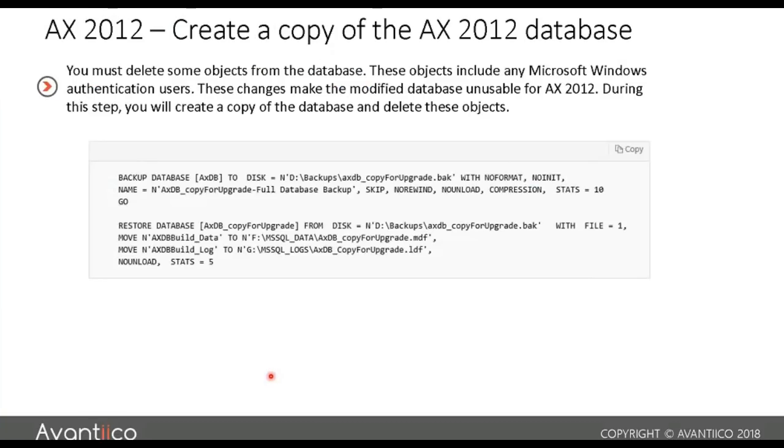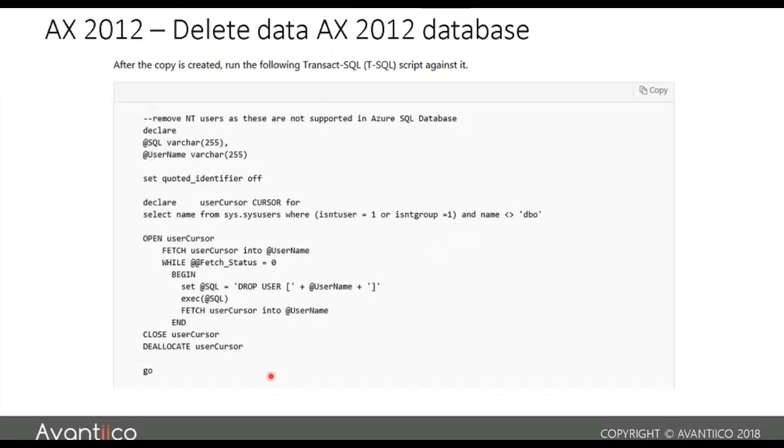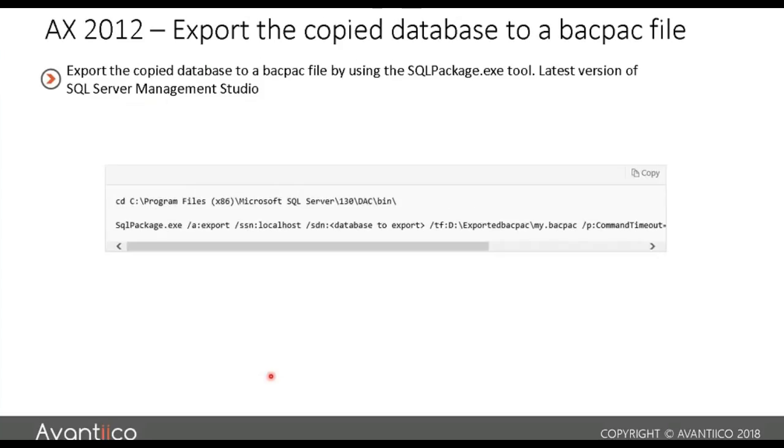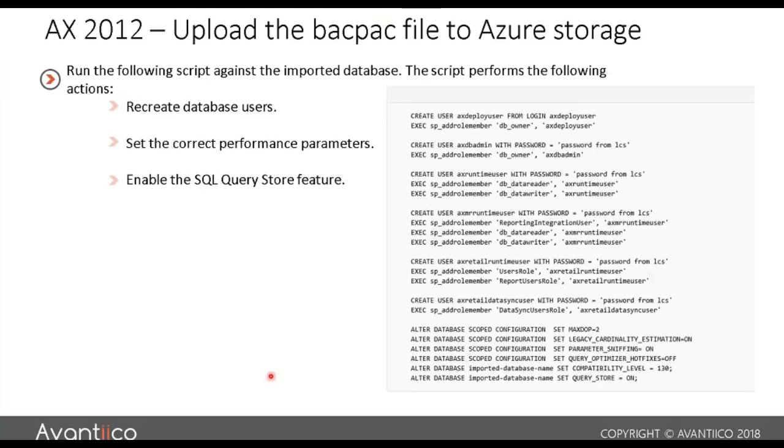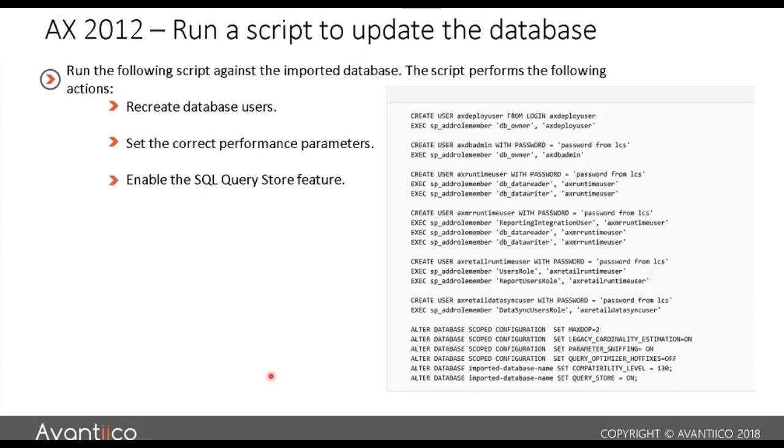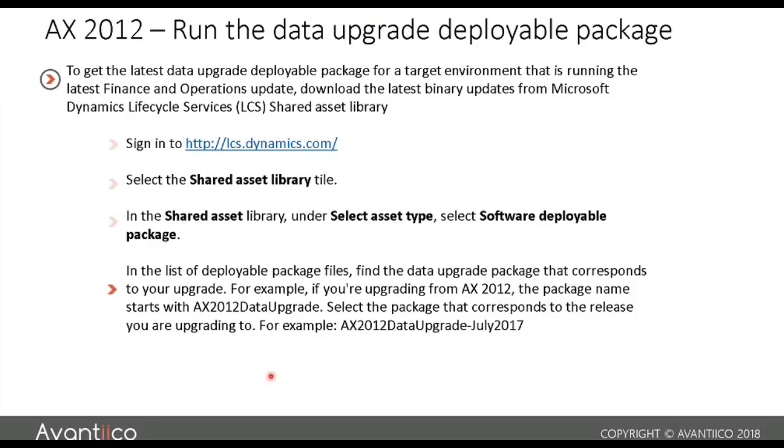So again, you copy the database. This is just going ahead and copying that. You would then run some commands to massage and delete some data that's not supported in Azure SQL database. Once you've done that, you would run SqlPackage to export that data. You would run a command line to import that into the Azure Blob storage. And then you'd run some final scripts to set some parameters and some database options, recreating the database users.